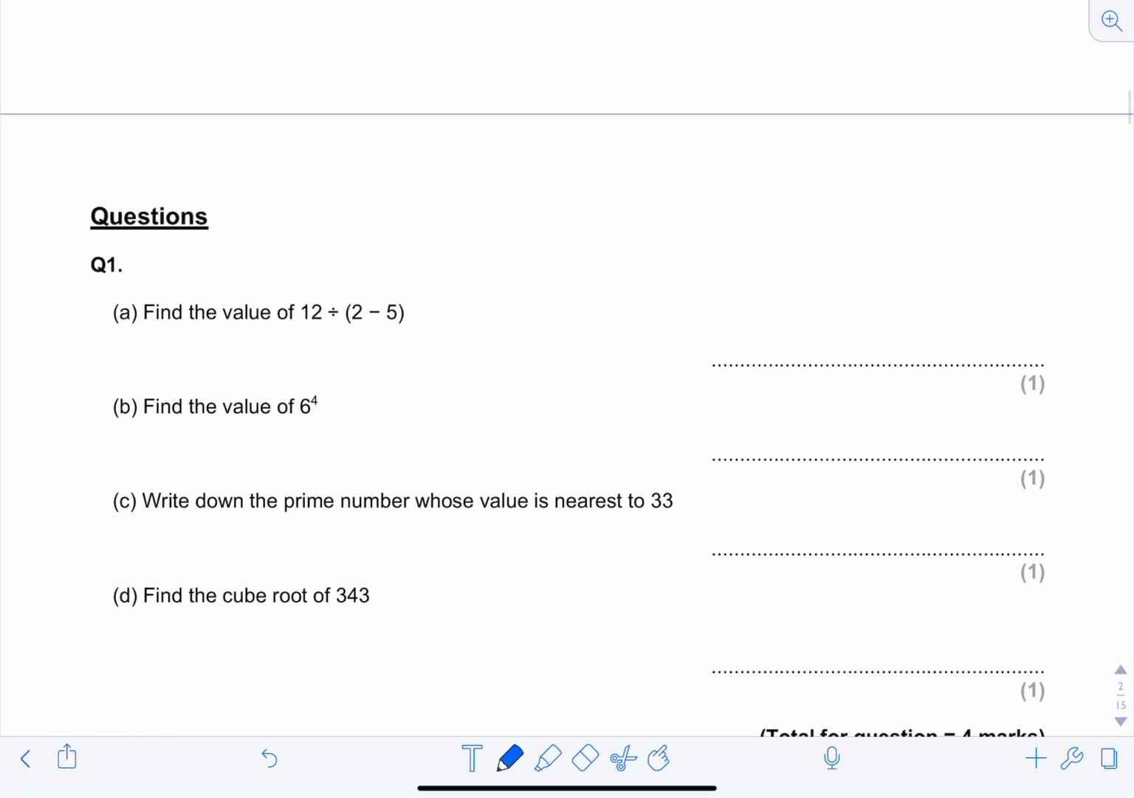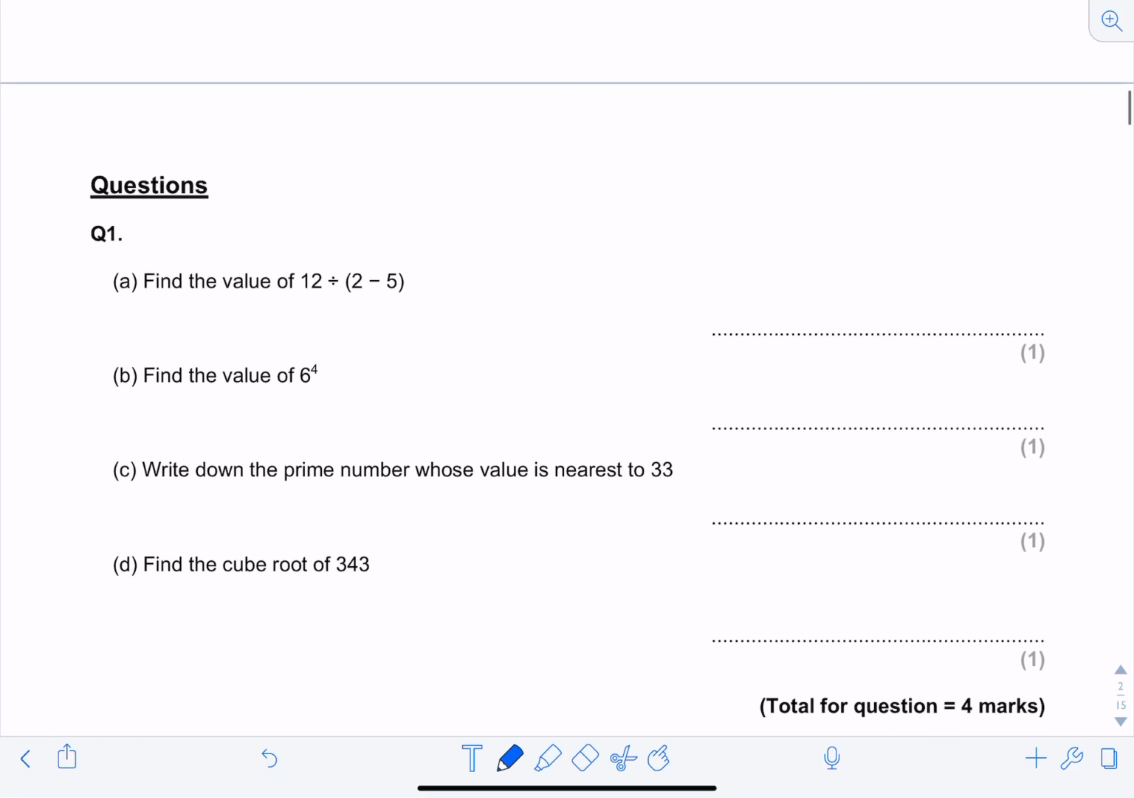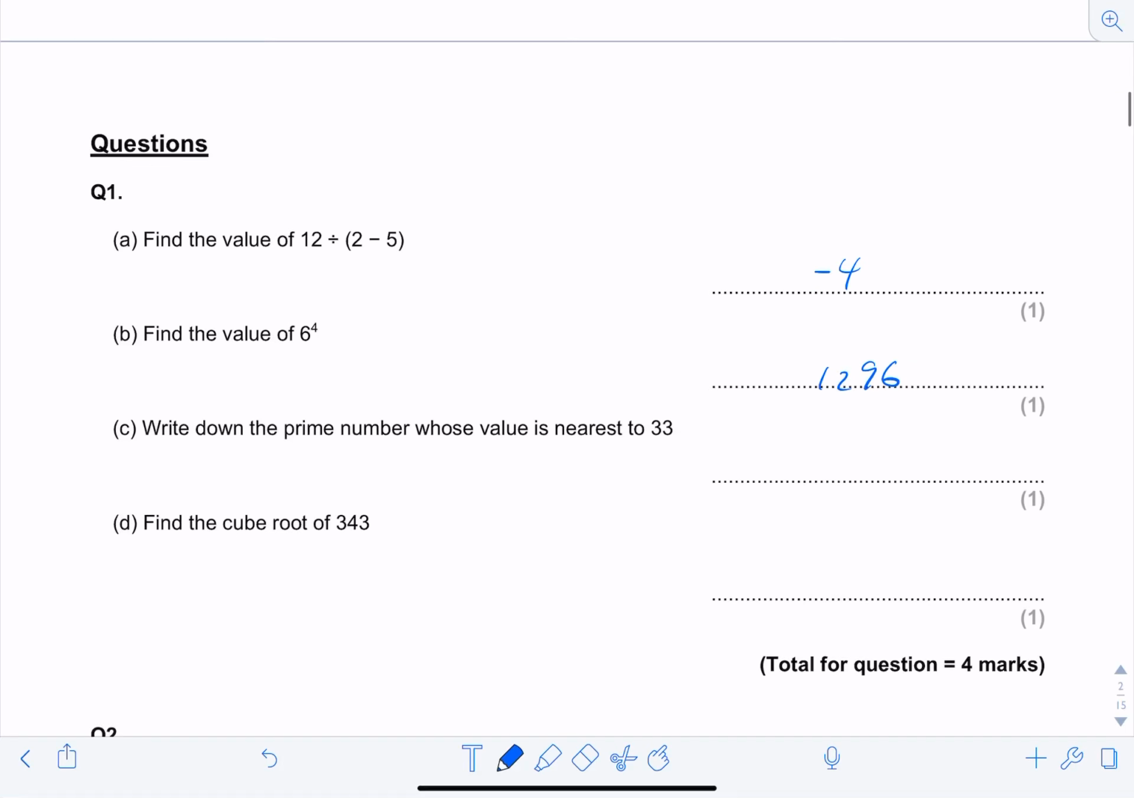Okay, so questions. Question one, I'd put this straight into my calculator. 12, I put it in as it's written, divided by 2 minus 5. That's equal to -4 from the calculator. Now I've got 6, and I've got the x with the white square next to it, and I'm going to press 6 to the power of 4, and I can read that that is 1,296, straight from the calculator.